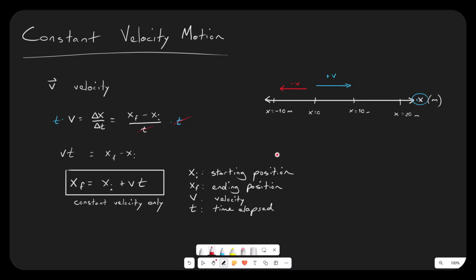Yes, velocity is a vector, and a vector has to have some indication of direction. However, when all of our motion is confined to one line, like when we are doing one-dimensional motion like this, then the direction part of our vector really just simplifies down to it's either positive or negative. Positive in this case meaning moving to the right, negative meaning moving to the left. I'll have a separate video up with some example problems of this, but for right now, that is constant velocity motion.